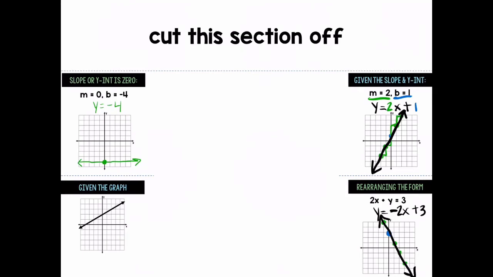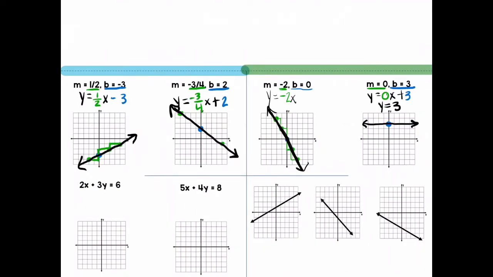Okay, so let's go to that section. So I have 2x plus 3y equals 6. First things first, I'm going to subtract 2x. So then I have 3y equals -2x plus 6. Then I'm going to divide by 3. So my new equation is y equals -2/3 x plus 2. Because -2 and 3 don't divide evenly, you're going to leave it as a fraction. 6 divided by 3 is 2.